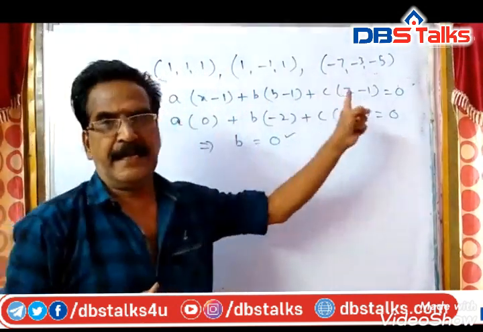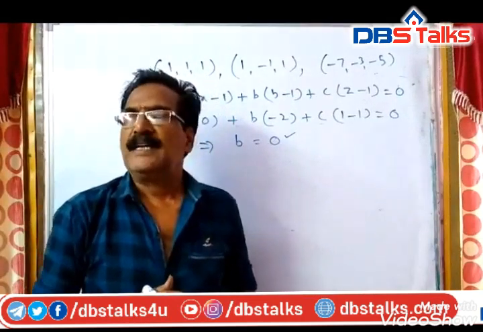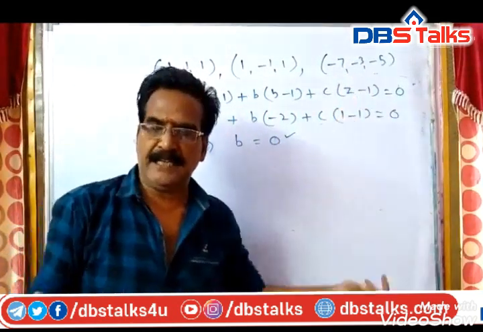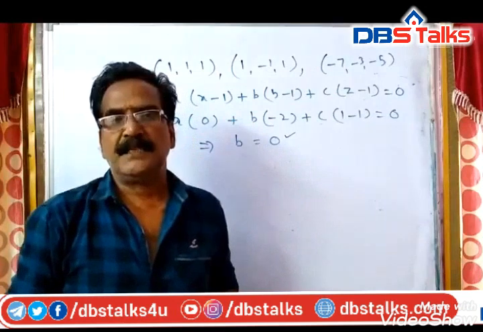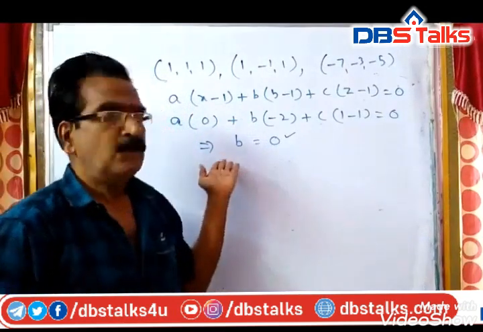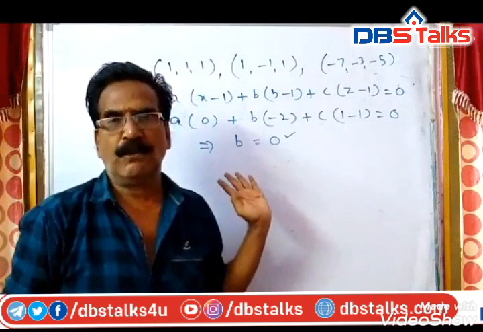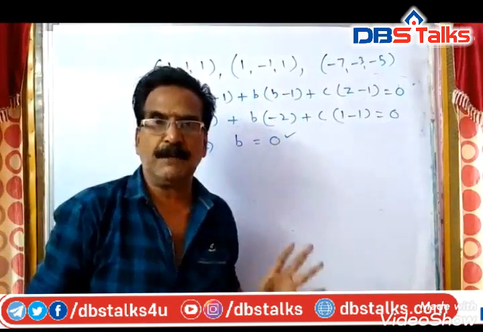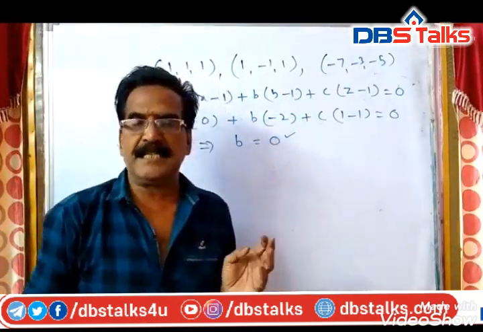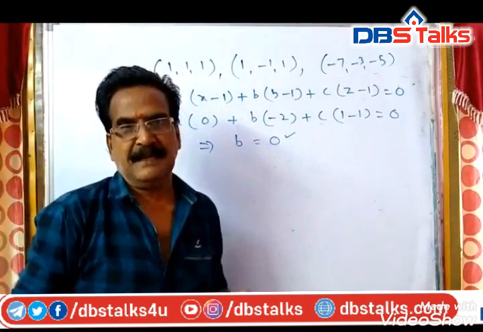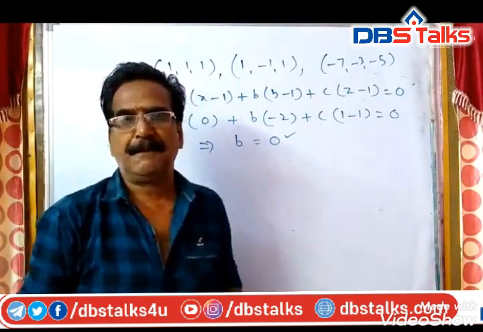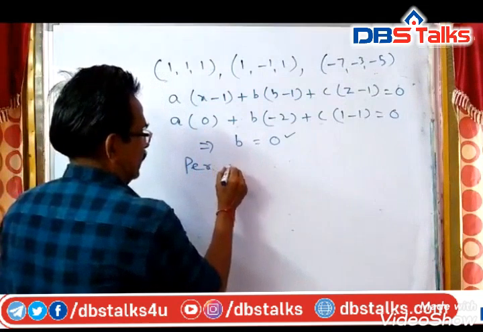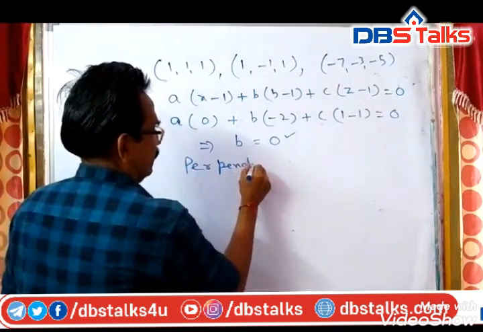So this plane is perpendicular to the xz plane. You need not find the equation of the plane. You have the value of b as 0. The value of b being 0 means the y term is not there in your plane equation. The y term not being there means that it is perpendicular to the xz plane.